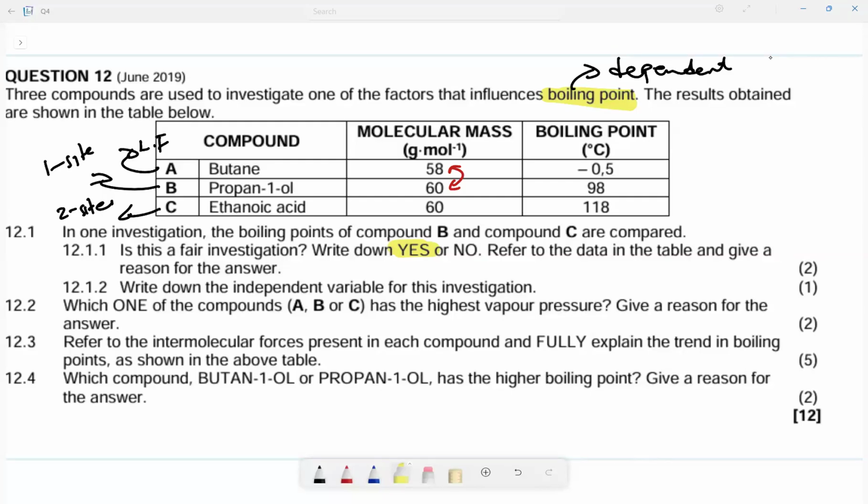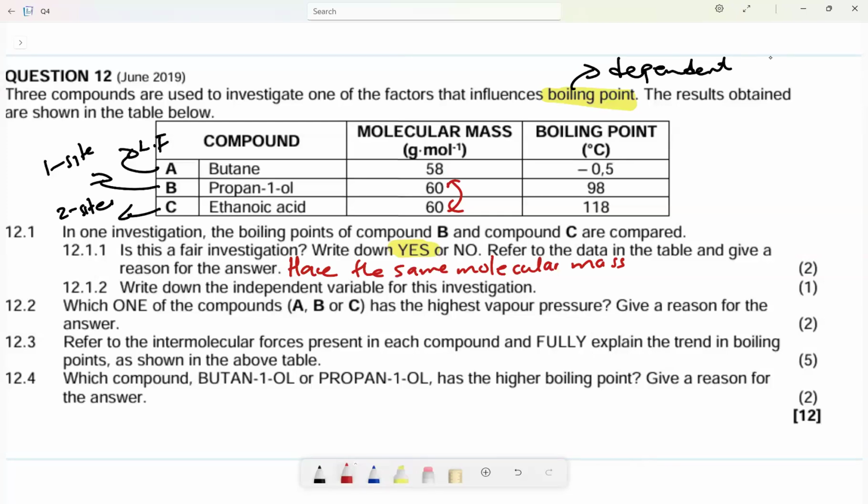Yes. Actually, they are not comparing between A and B, man. They are comparing between B and C. The purpose of not reading very well. Between B and C, the answer is yes. Why? They have the same molecular mass or molecular size. Okay.